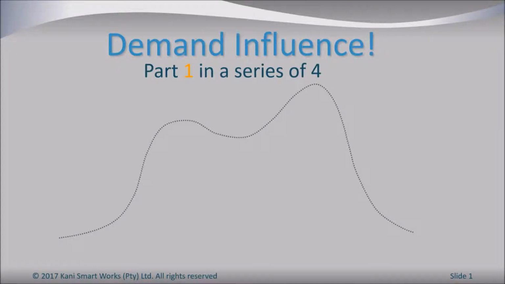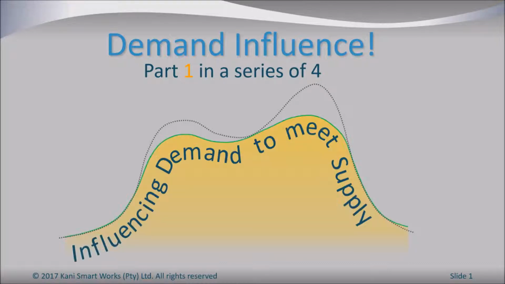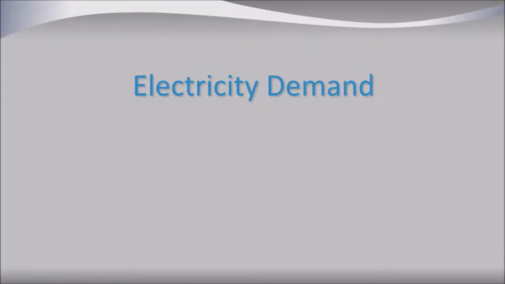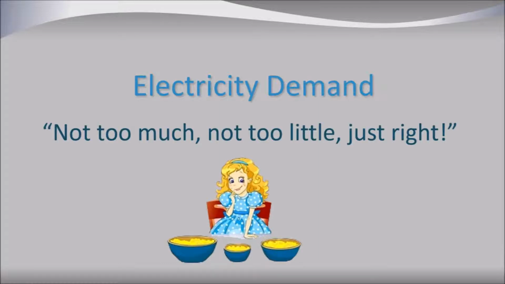Welcome to this video series on supply, demand and tariffs. Part 1. Demand influence. Influencing demand to meet supply. Looking first at electricity demand, we have to find the Goldilocks point. Not too much, not too little, but just right.